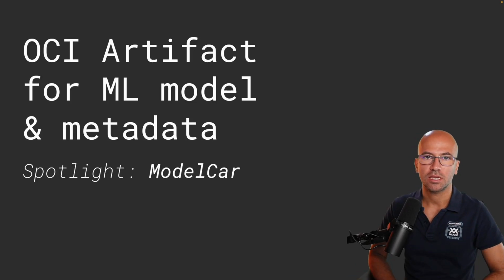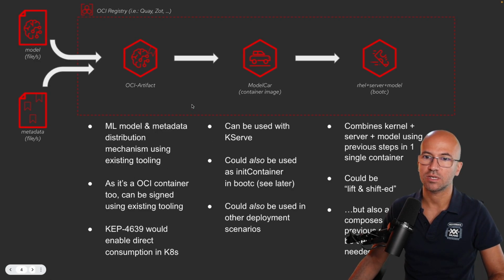Ciao! Today I want to follow up on the previous video about using OCI Artifact as a technology and infrastructure for machine learning model assets and their metadata, and specifically I want to focus on the ModelCar aspect. In the previous video we've seen that we set up first an OCI artifact and then we wrapped that in a ModelCar. So today we are going to stay mainly in this pillar, but with some demos.